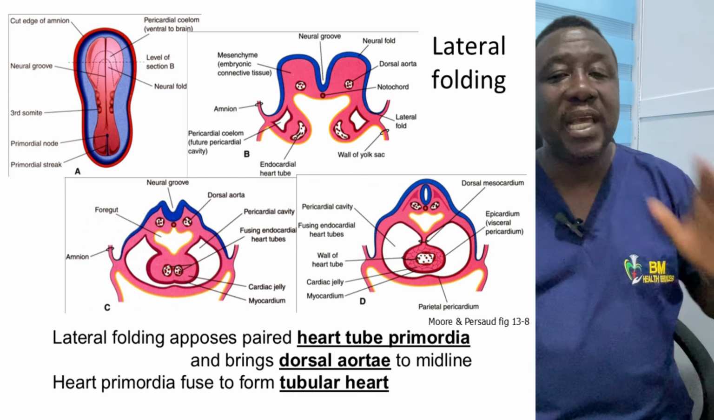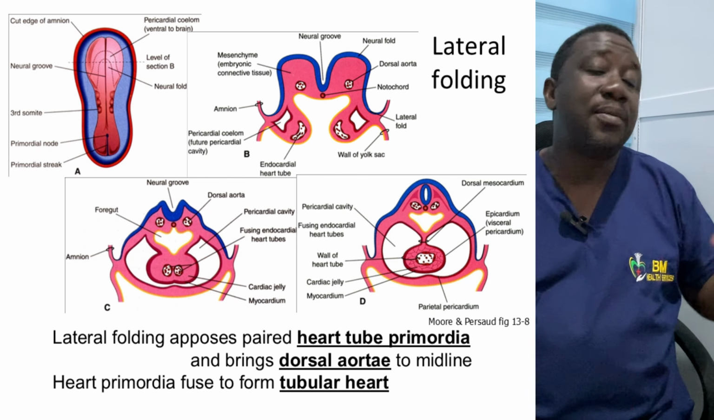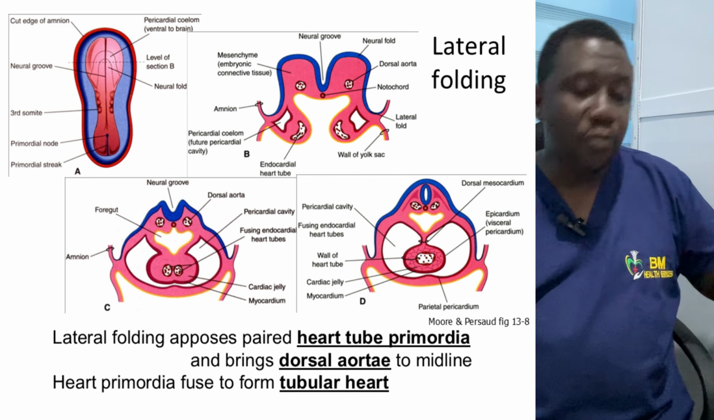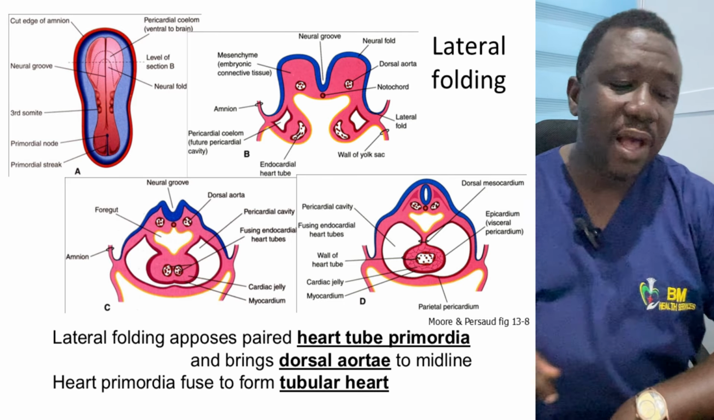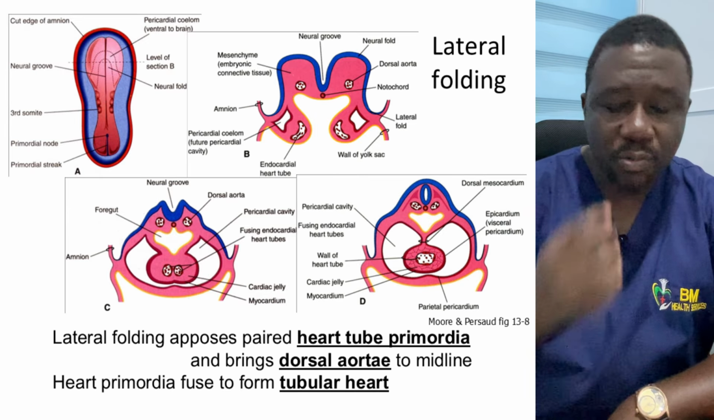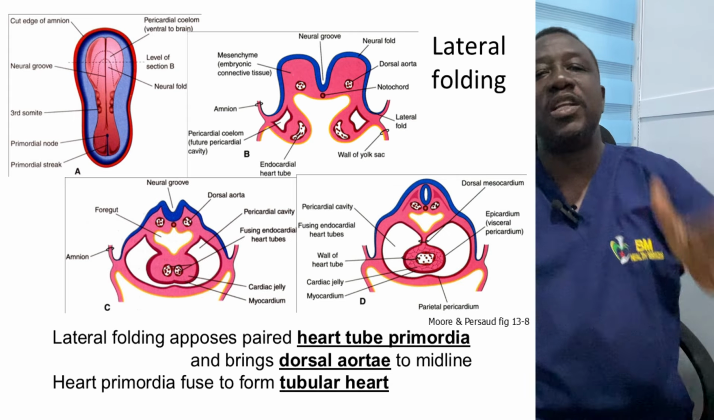Don't forget, in cardiovascular system development, there are two folds, cranial fold and lateral fold. I hope it's clear. Okay. Now we have our tubular heart. What is going to happen to the tubular heart? So here, we're focusing only on the tubular heart in this particular session. We focus only on the tubular heart.